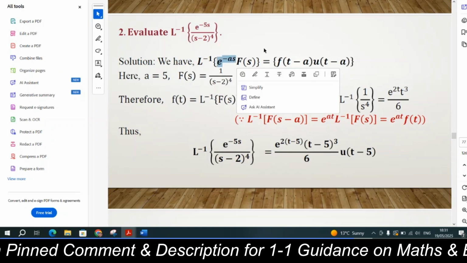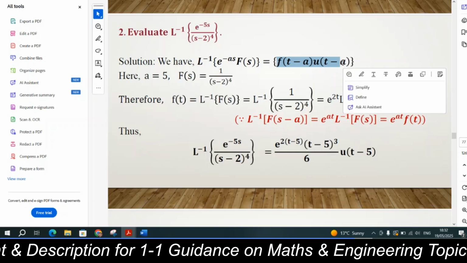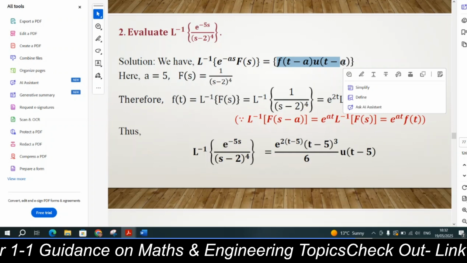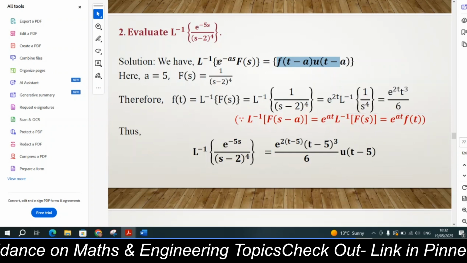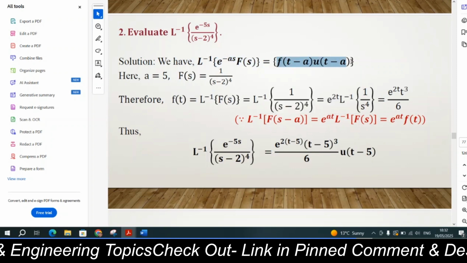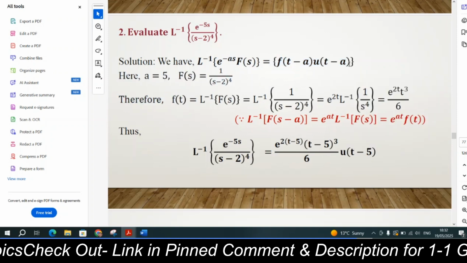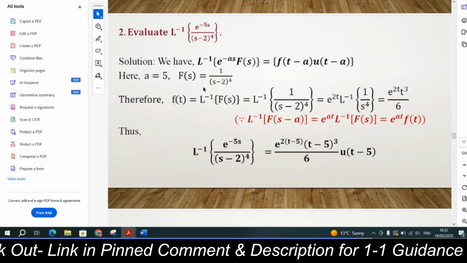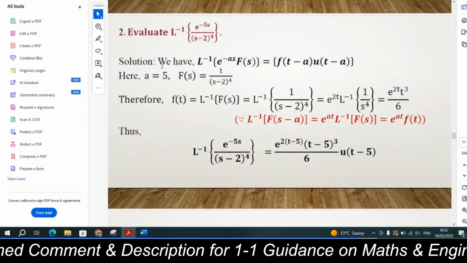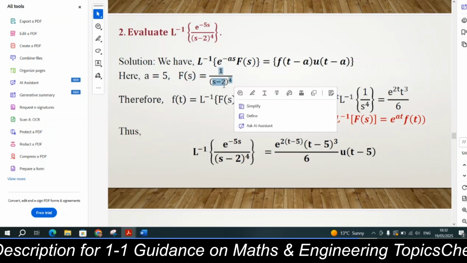Correct? I'm a little lost. Where? On this step? Which step you are lost? No, I got to the part where we did the second shifting. Second shifting is this. You know that e raised to minus as will be left out by converting f of t to this. If it is only inverse Laplace of f of s, then it is f of t. But if it is inverse Laplace of e raised to minus as multiplied by f of s, instead of f of t, it becomes f of t minus a into u of t minus a.